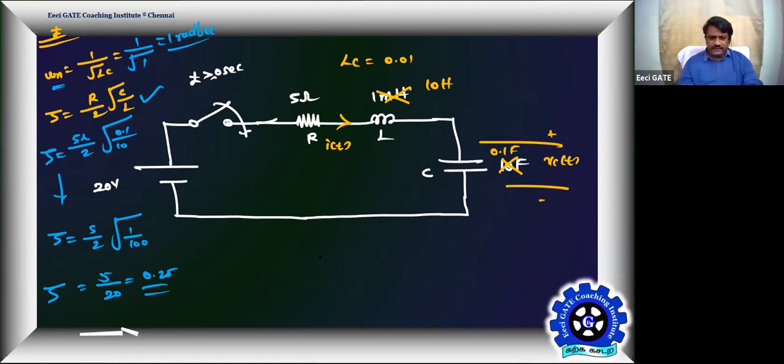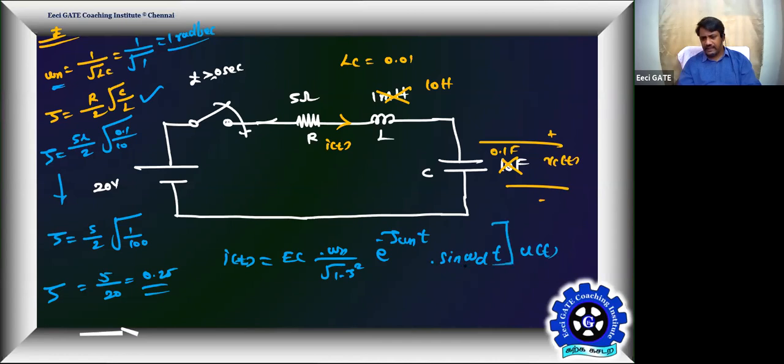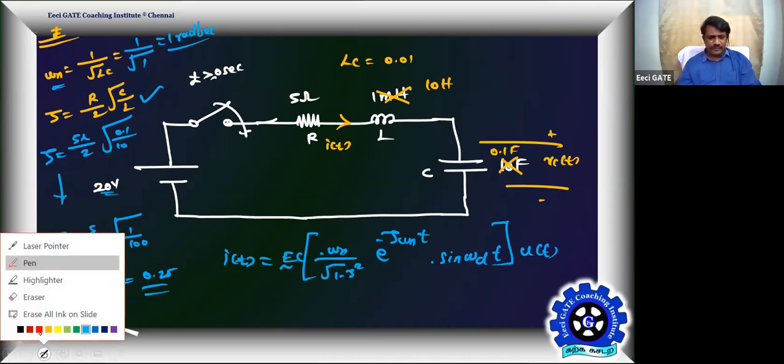Yes, what is I of t? If you remember, I of t is E by L into omega n by root of 1 minus zeta square into e power minus zeta omega n t into sine omega d t into u of t. That's your current in the circuit. Let us go for the current where E is the battery voltage, that is equal to 20. Yes, tell me what is the current now, substituting.